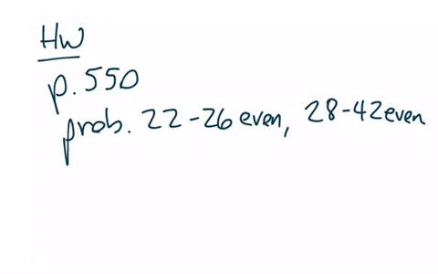So for number 22, the domain is -4, -3, -2, -1, and 0. Once again, -4, -3, -2, -1, and 0. All right, number 24 is 4, 3, 2, 1, 0. Once again, 4, 3, 2, 1, 0. Number 26 is 3, 2, 1, 0, -1. Once again, 3, 2, 1, 0, and -1.